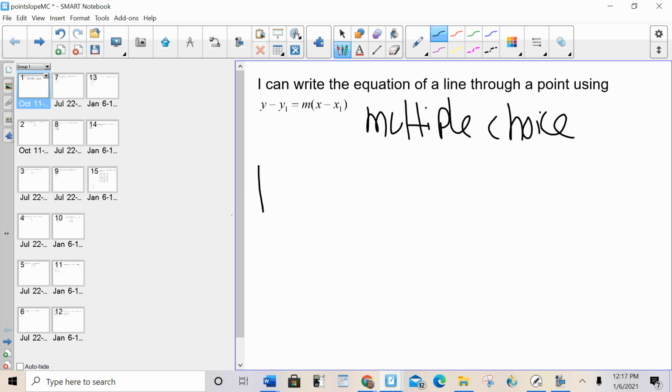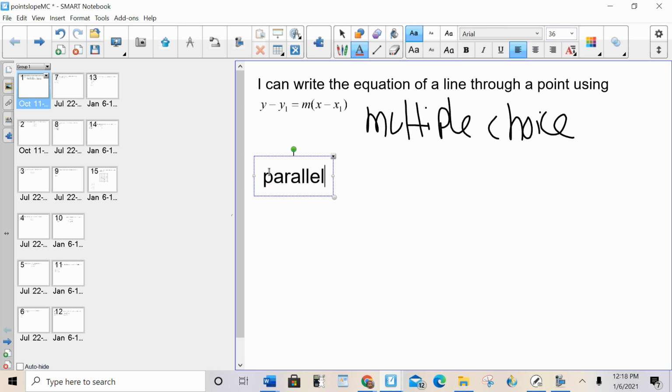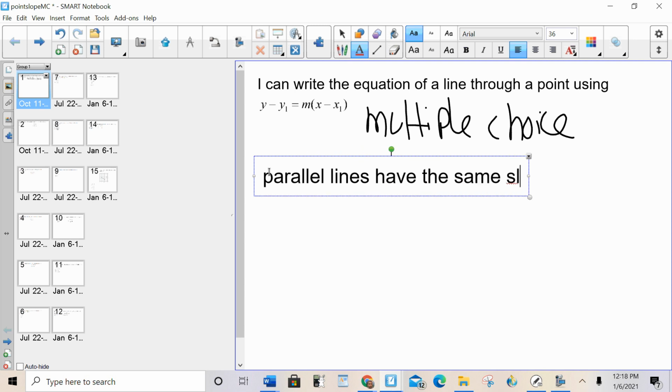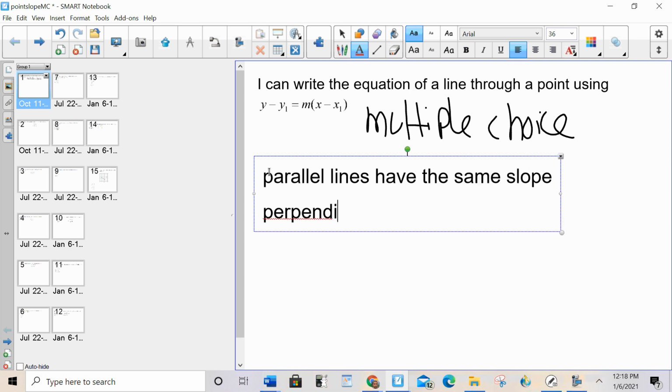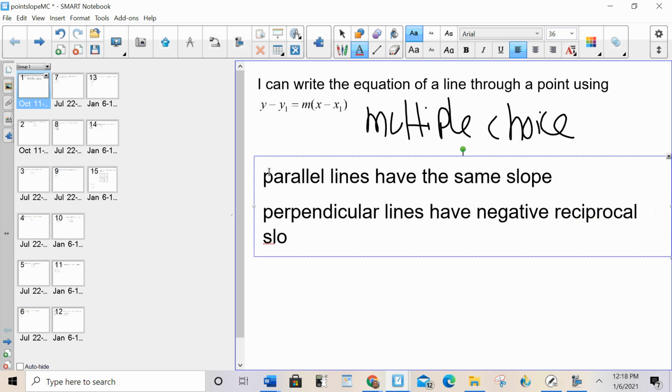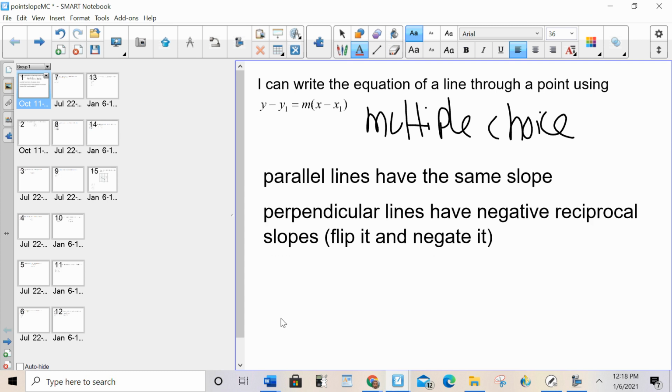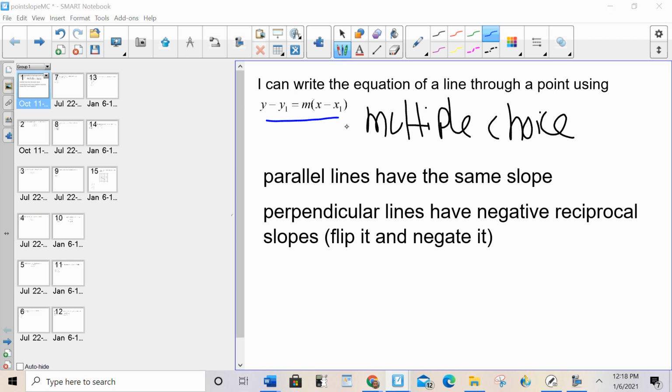You need to know that parallel lines have the same slope. You need to know that perpendicular lines have negative reciprocal slopes. Negative reciprocal, flip it and negate it. So we have our song for that, for parallel lines and perpendicular lines. And then we have our song for the actual point slope formula. So let's hear those.